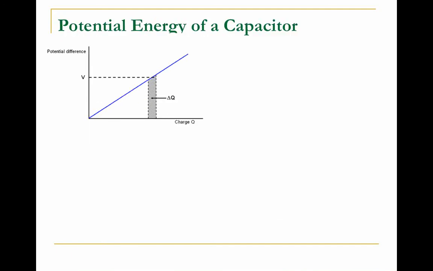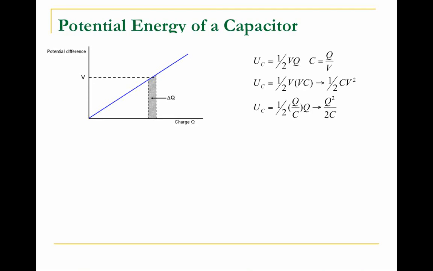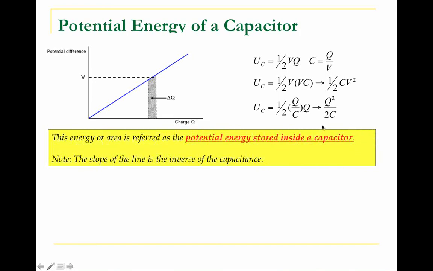The potential energy of a capacitor, we can write this. This is the one we just derived. And using C is equal to Q over V, we can have three different forms of it. We can have the potential energy stored in a capacitor as half CV squared, or Q squared over 2C, whichever formula you want to use, depending on what you're given in the equation. So this energy is referred to as the potential energy stored inside a capacitor.